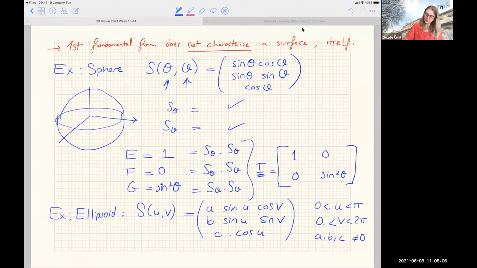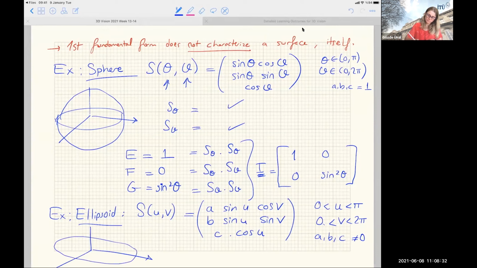Here also then I should have theta between 0 to pi, phi between 0 to 2 pi, right? And there A, B, C were 1, of course. A, B, C were all 1 for a sphere, but now for an ellipsoid, you see, that would be a shape. I hope you can all visualize these things in your mind. That's a surface, an ellipsoid surface.